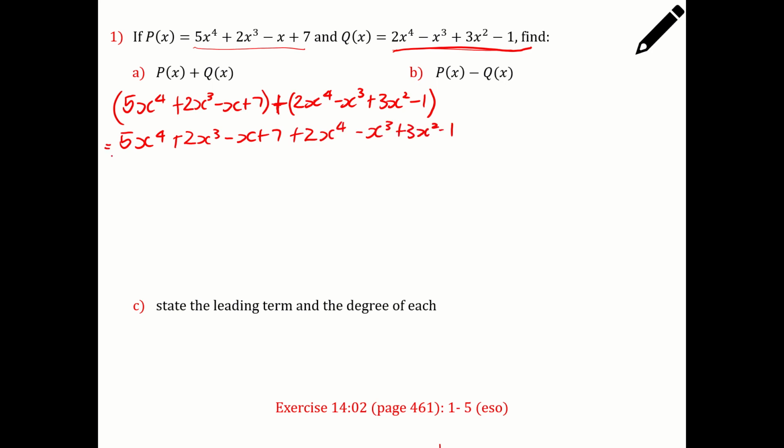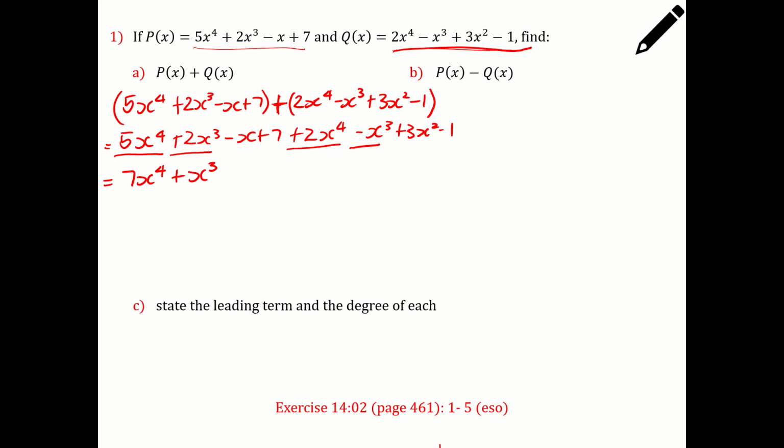And now all I need to do is just add together the like terms. So we've got 5 lots of x to the power of 4 plus 2 lots of x to the power of 4. So I have 7 lots of x to the power of 4 in total. Here I've got 2 lots of x to the power of 3, and I'm taking away an x to the power of 3, so now I only have 1 lot of x to the power of 3. Remember, I don't need to write 1, I just leave it like that.